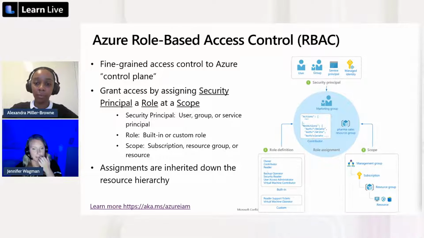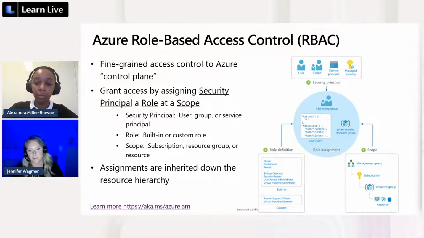The second piece is the role, which is defining the permissions themselves. So what can you do? What can you not do? What is allowed within the scope of the role? And then we have the scope, which is the level where we are actually assigning those permissions and who we are giving access to those permissions.